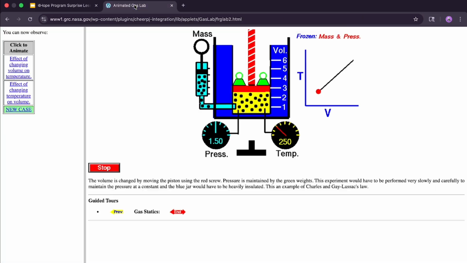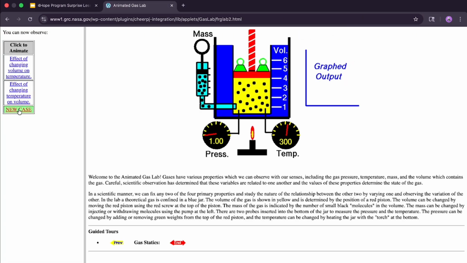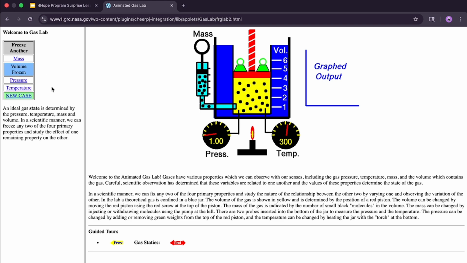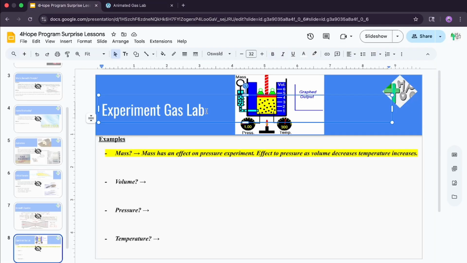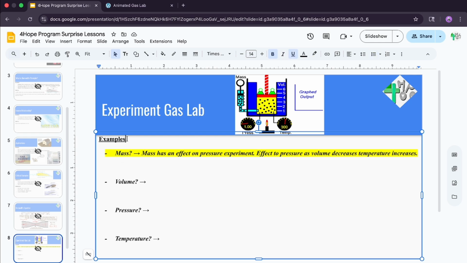For volume, let's take a look at volume. Let's say the mass was not frozen. Let's just do volume directly. Let's say the volume is frozen. So these are all when they're frozen.